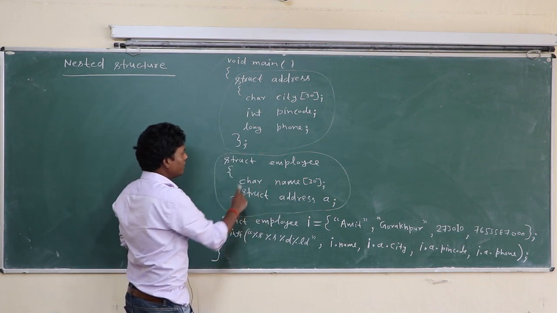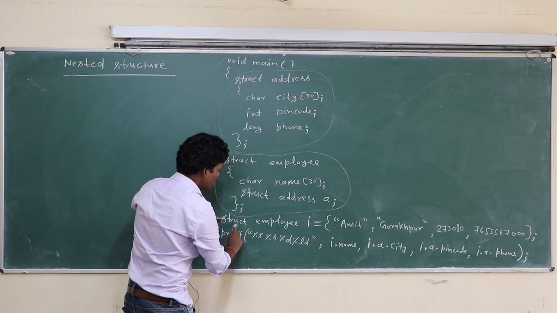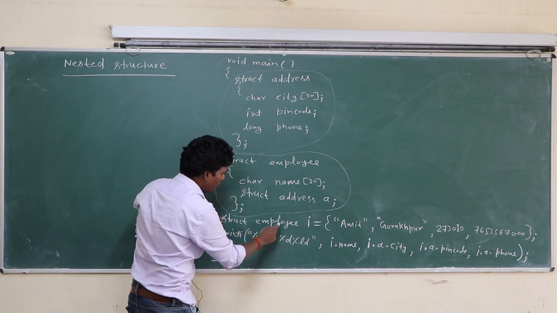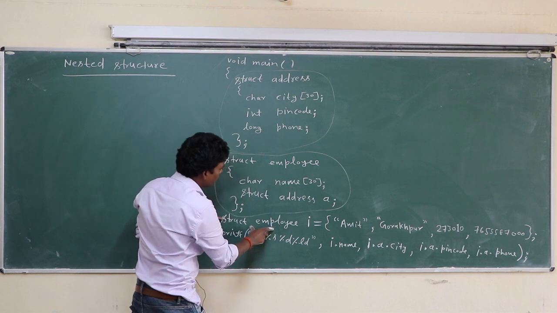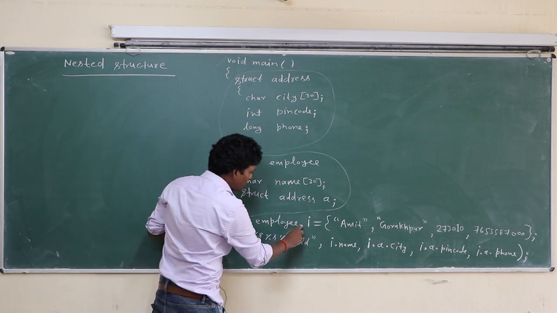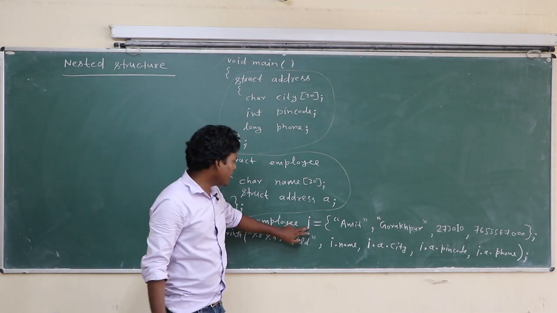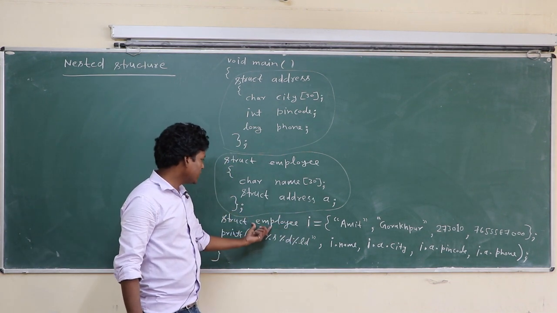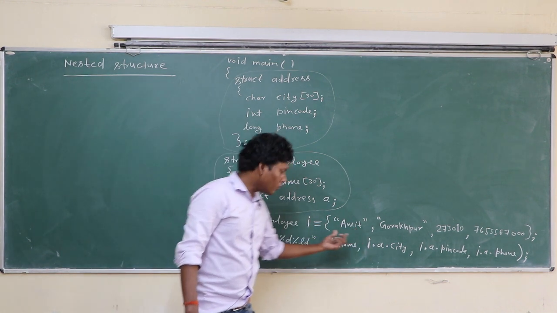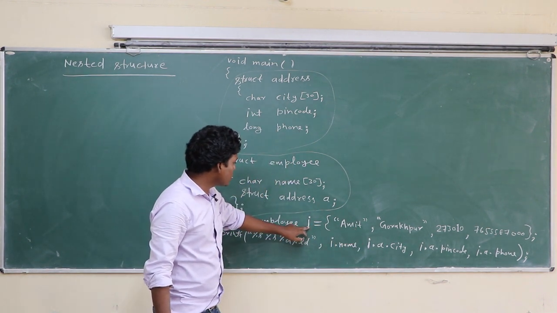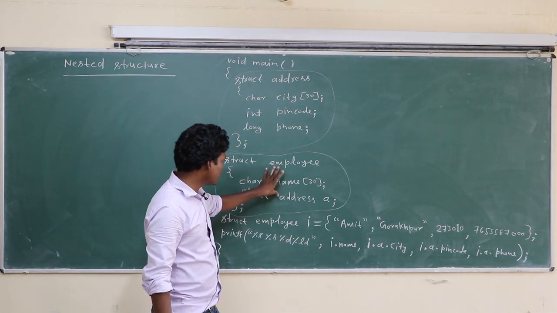We make a variable of this structure. We copy this line, struct employee, this is the data type of this structure. Struct employee is the data type, and I is a variable of this data type. This is the data type, this is the variable, and this is the constant. So I is a variable of this structure.